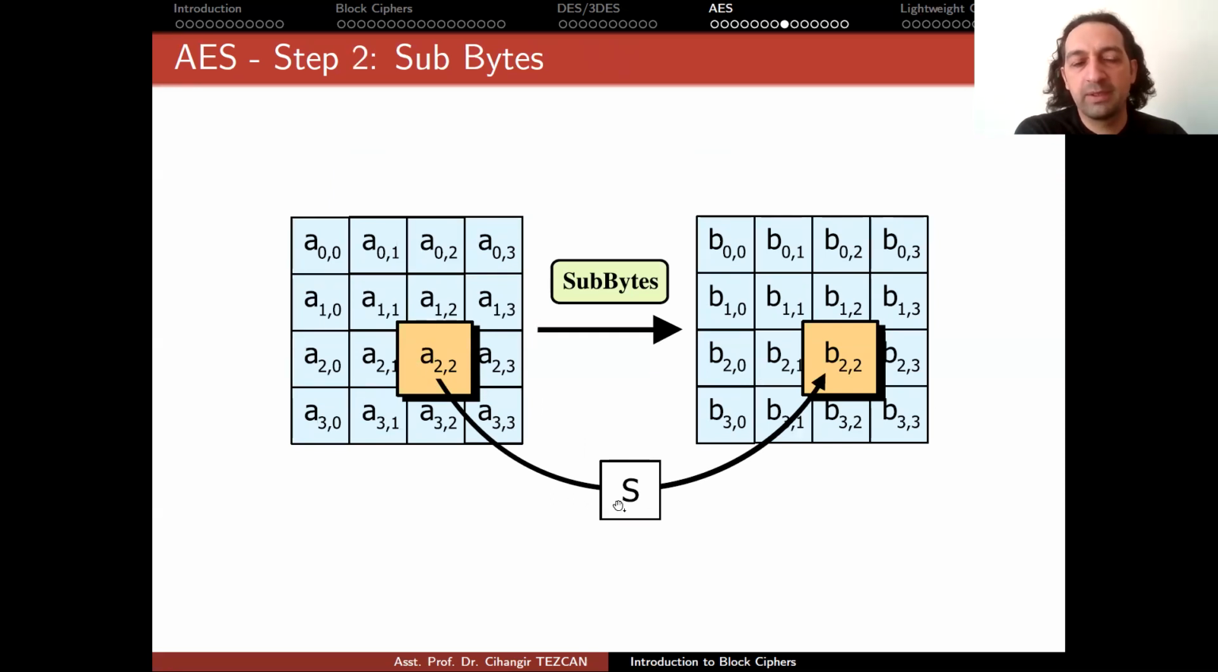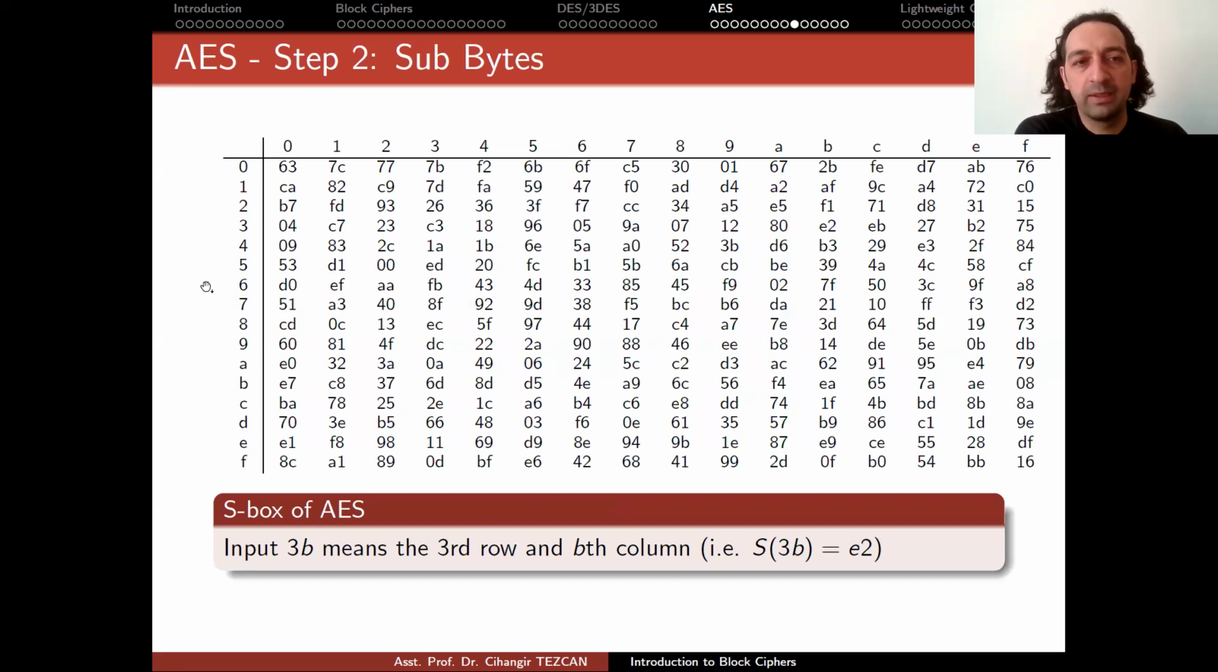This S-box is a special S-box. It is defined like this. If your input, for instance, is 3B in hexadecimal notation, since this is an 8x8 S-box, the input can have 256 values and 256 output values. So for example, if the input is 3B, in this table you look at the third row and B column, and you realize that the output will be E2. So you replace your input 3B with E2 and write it to the corresponding byte place.